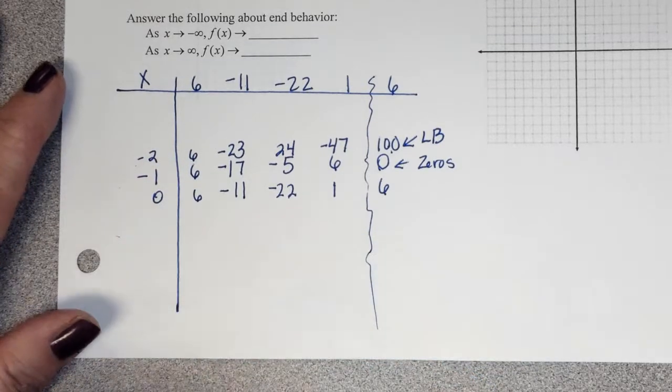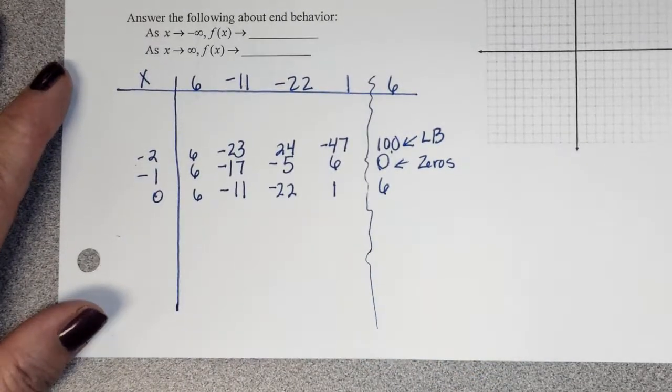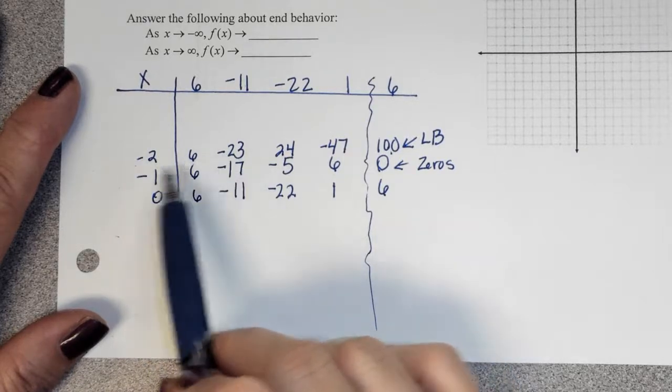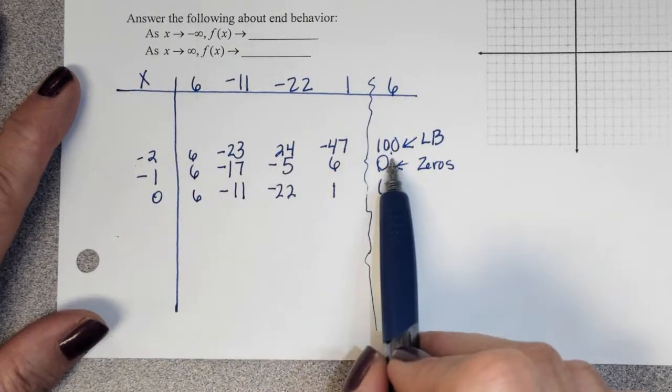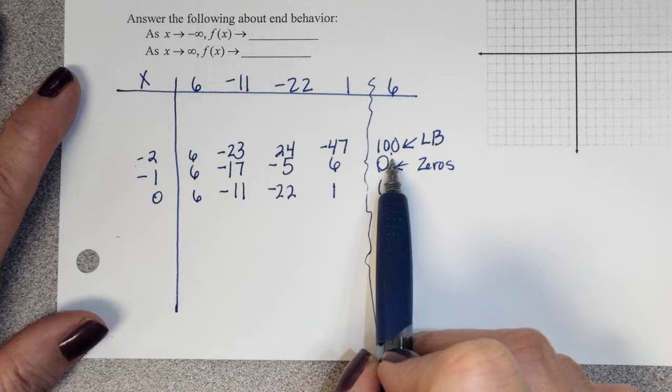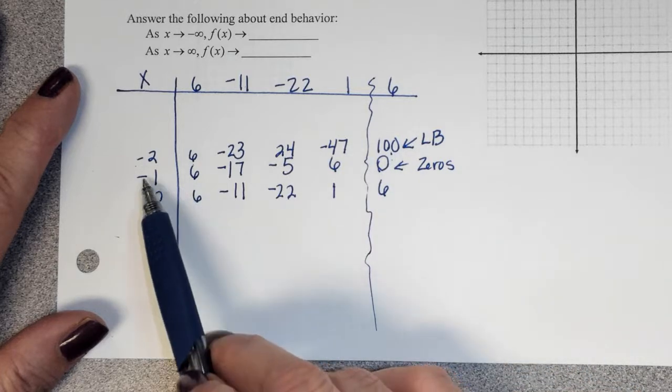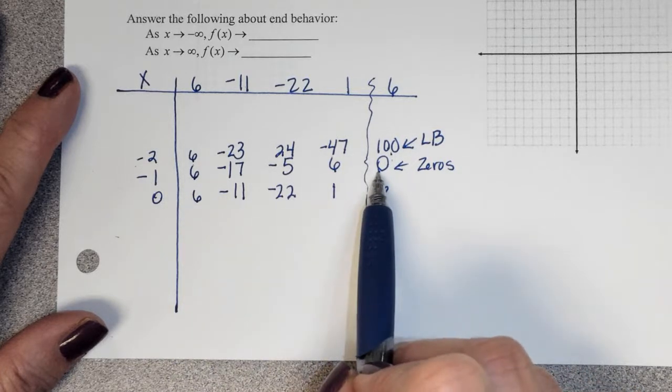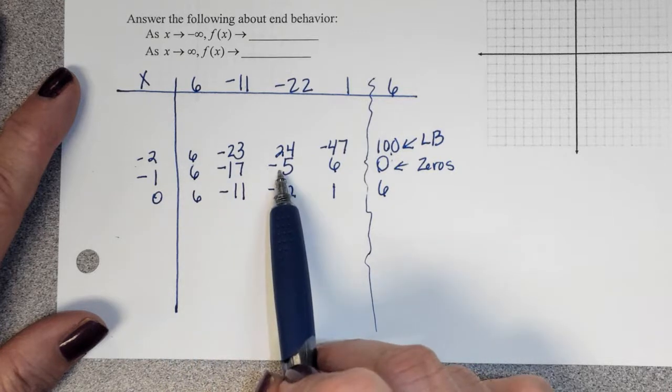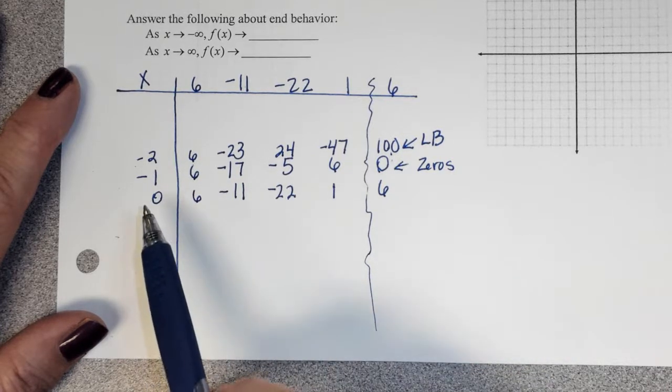So now I'm going to, yeah, Karen. How do you know that it's the lower bound? Because whenever these signs alternate, negative, positive, negative, positive, negative, positive. And it's always like that? Yep. Okay. See how this one went? This one is negative, positive, negative, negative. So that did not work.